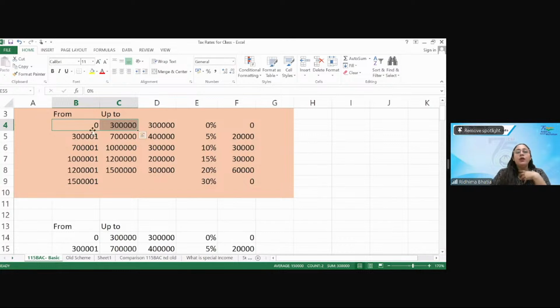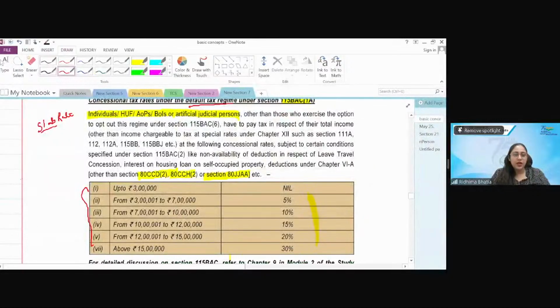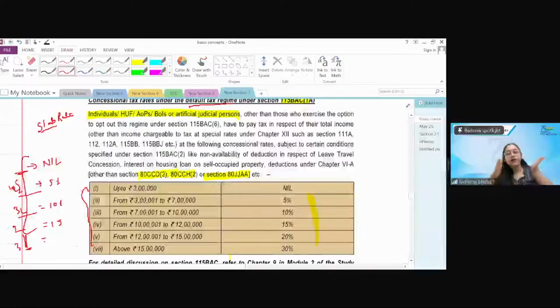Then on the next 4 lakhs, between 3 to 7 lakhs, 5% would be calculated. Then on the next 3 lakhs, from 7 to 10, the rate is 10%. Then 10 lakh to 12 lakh, the rate is 15%. And then 12 to 15, the rate is 20%. So Dhanya, you are basically dividing your entire income into slabs: first 3 lakhs nil, next 4 lakhs 5%, next 3 lakhs 10%, next 2 lakhs 15%, next 3 lakhs 20%, and anything above that is charged at 30%. So you divide your income into small slabs. This is called slabbing.